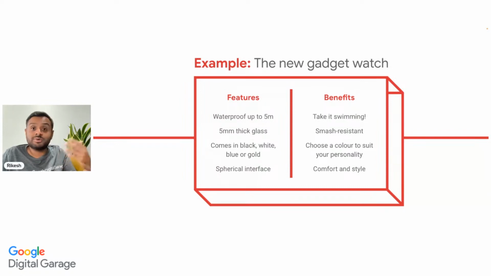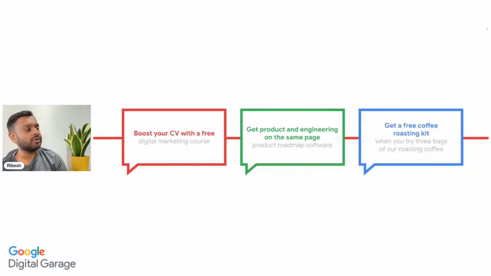But if you say it's smash resistant, then they might think, oh yeah, I'm usually a bit clumsy at times, knocking my watch on walls and places that I go by accident. So this is quite good, that this new gadget watch is quite robust as well. So we want to focus on these benefits, but then we can back it up with the features as well. So yes, you can take it swimming because it's waterproof up to 5 meters. So that's something to consider there.